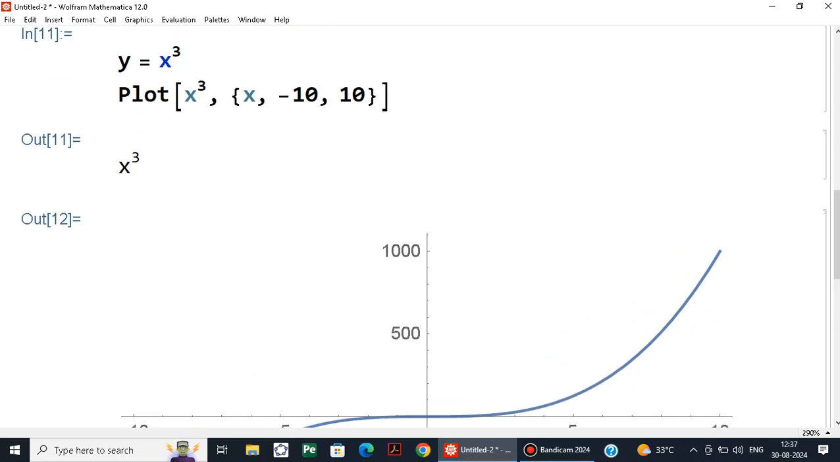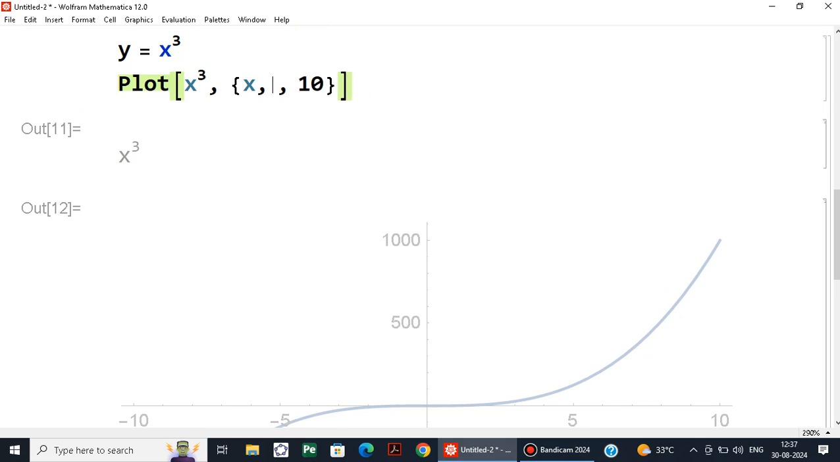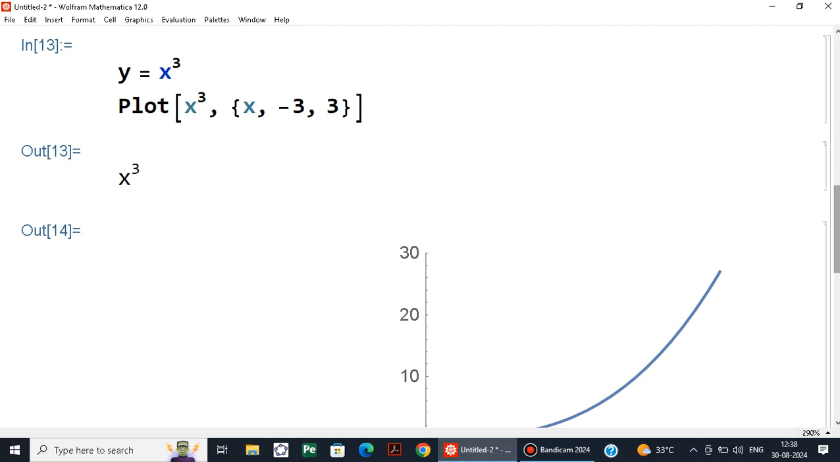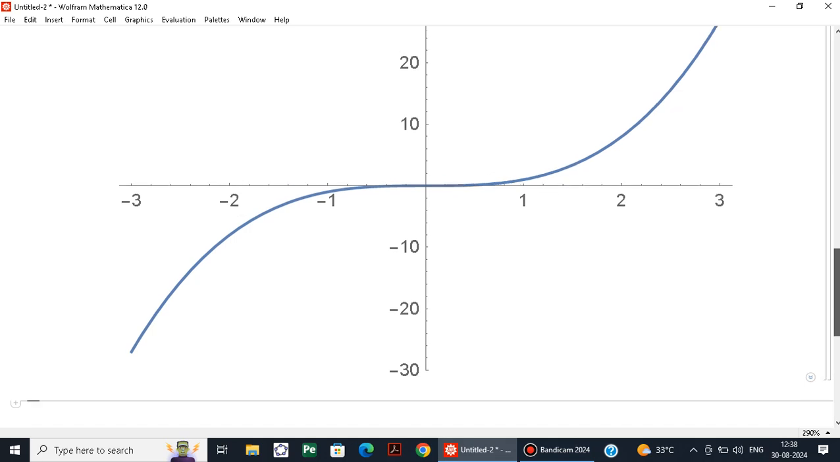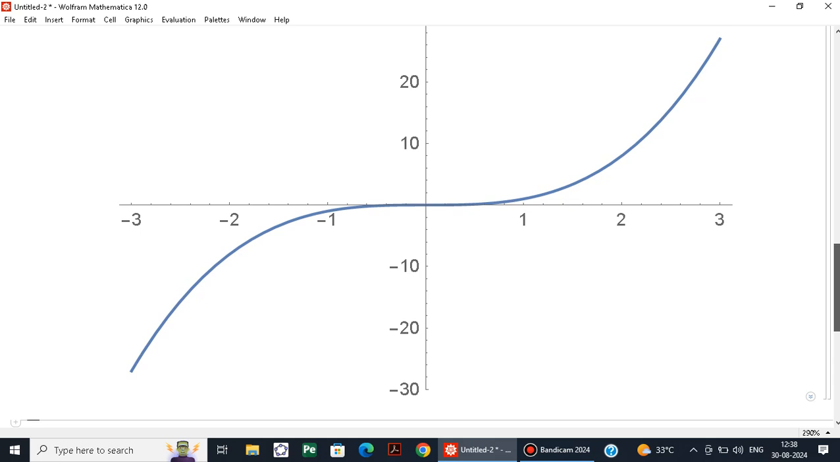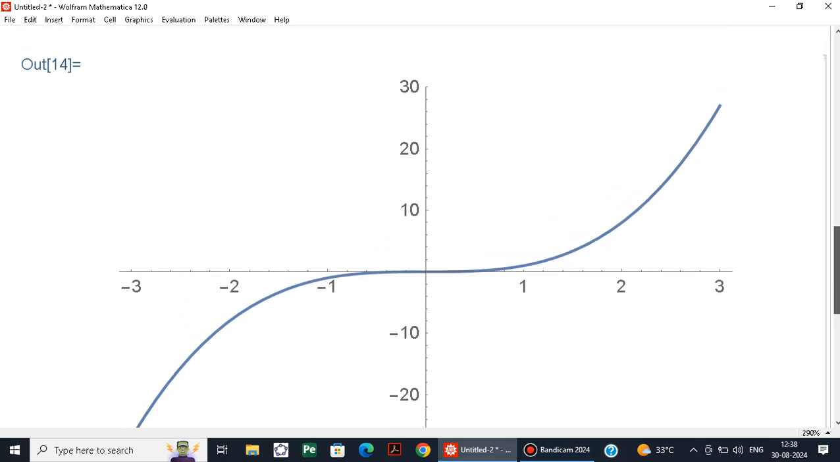According to our need, we can change this to a new required value. Suppose it will be minus 3, and positive 10 will be plus 3. Now press shift enter. Now you will get the new graph in which the limit of x will be minus 3 to 3, and according to that value we will get our range.